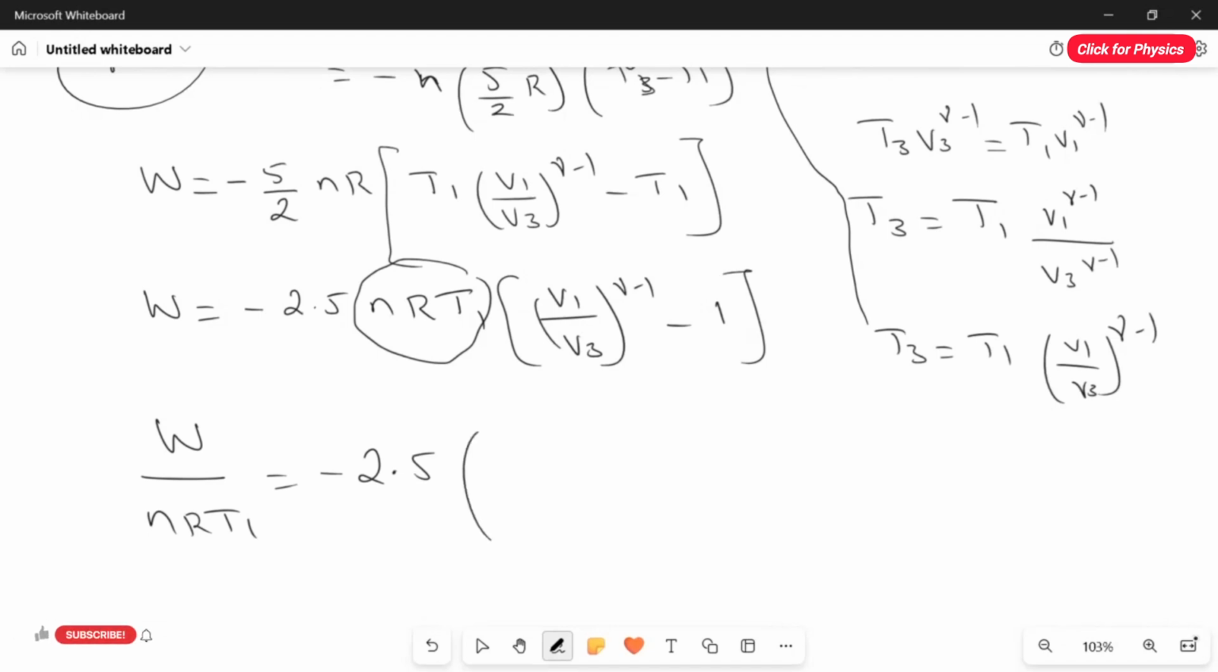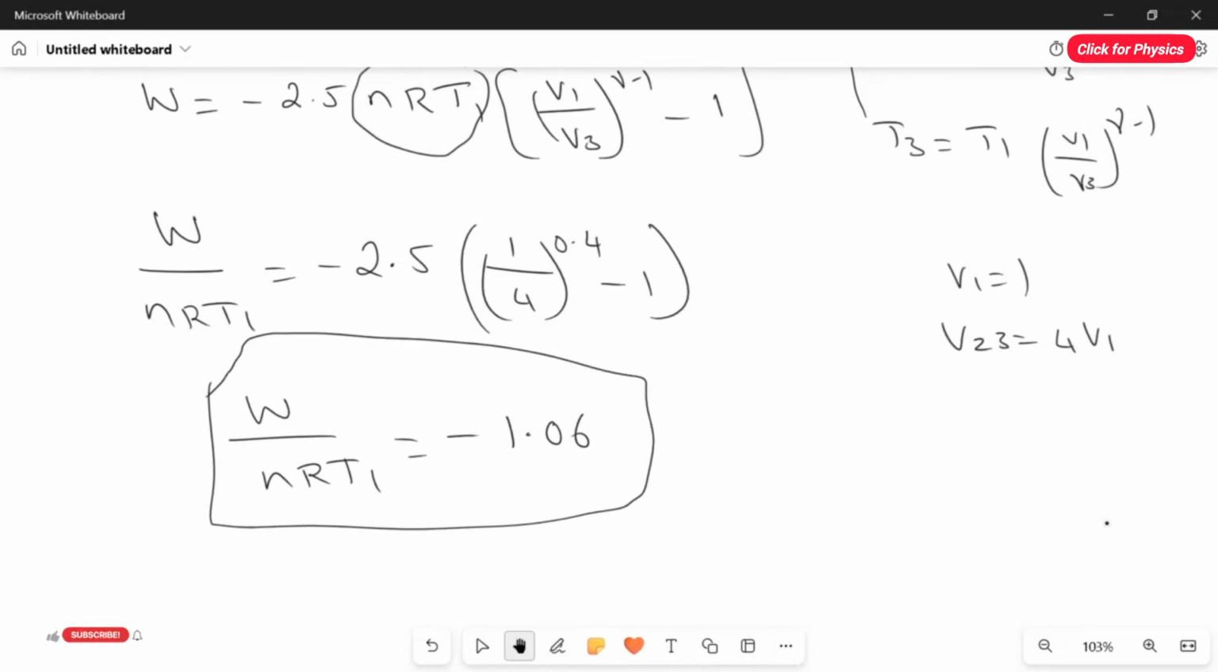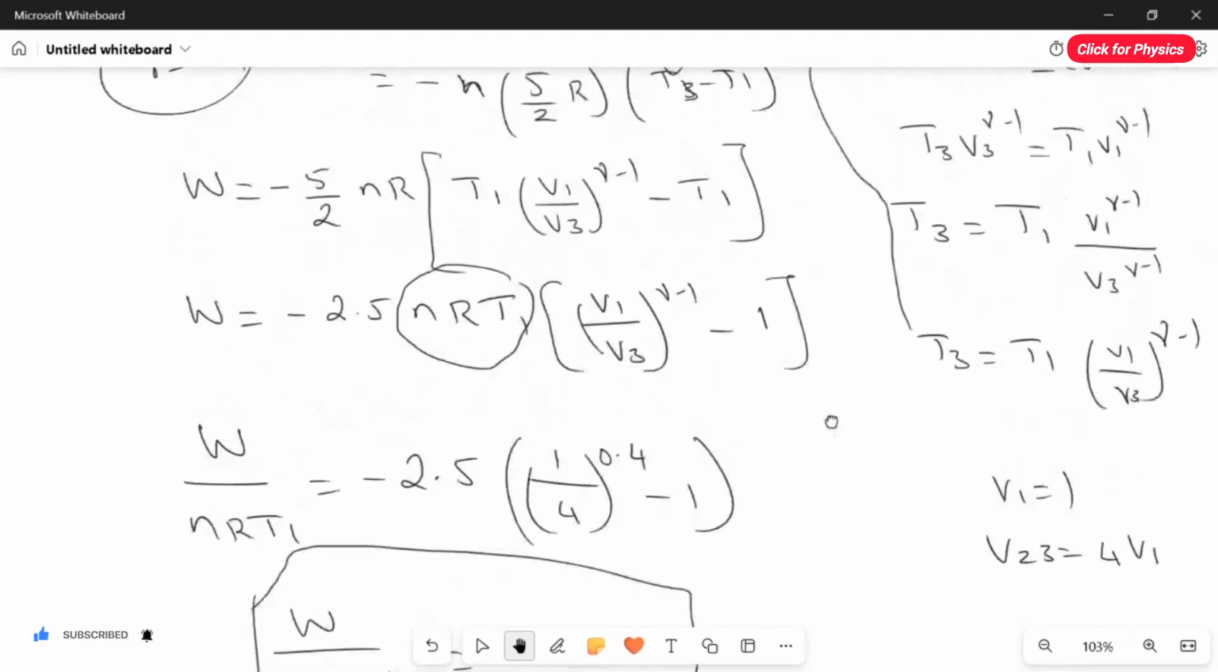The value of V1 is 1 and V3 is equal to 4 times V1. So V1 takes 1 and V3 takes 4. And 1.4 minus 1 is 0.4, then minus 1. So now we will get the answer for the right hand side: W over nRT1 is equal to minus 1.06. This is the answer for question L. Clear? Now we have to come to question M, the second question of this fourth part, right?